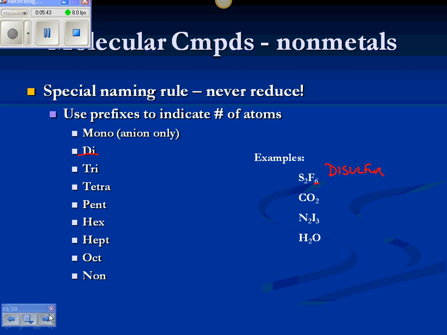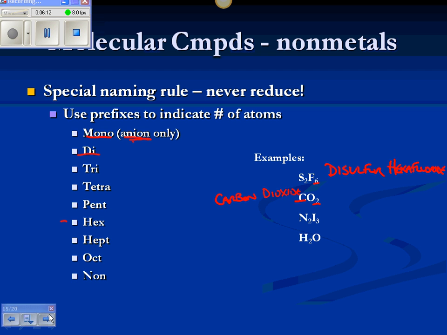I see 6 fluorines, so that's hexafluoride. If you have hexa or hex fluoride, I'll accept either one. Now notice here we have only 1 carbon. I wouldn't write monocarbon because we only write mono for anions only. So I just simply call this carbon. And I see 2 oxygens, we would call that dioxide.